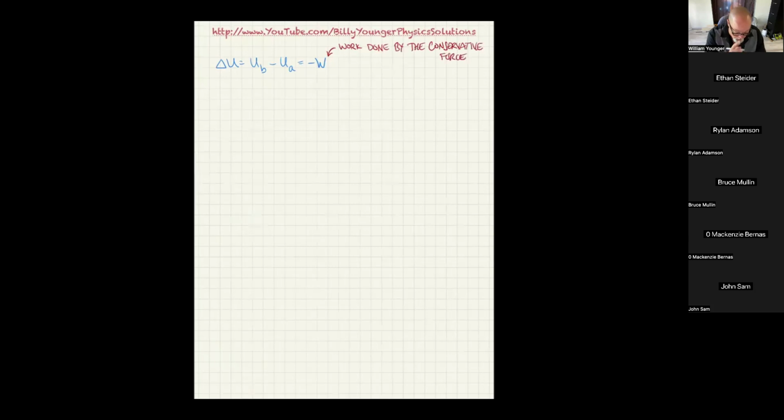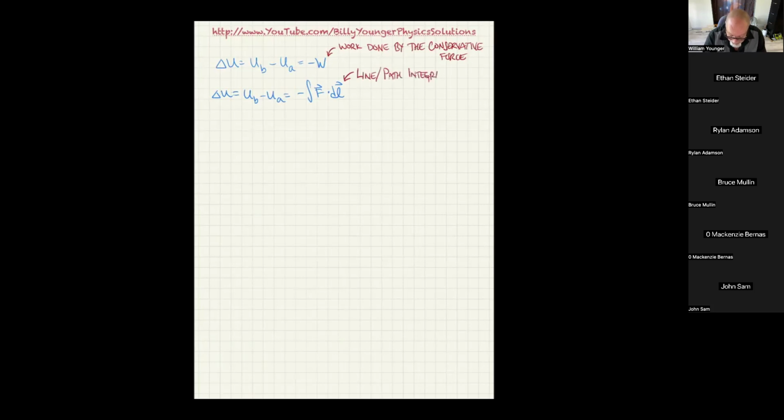Okay. So what that means is delta U, which is again UB minus UA, is equal to the negative of the work done, and work is F dot dL. This is what I've told you before if you had me in the past, but this is called a line or path integral.